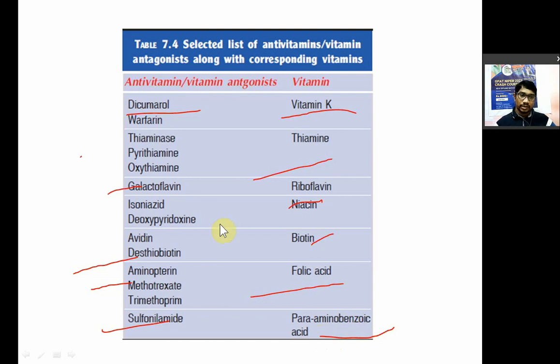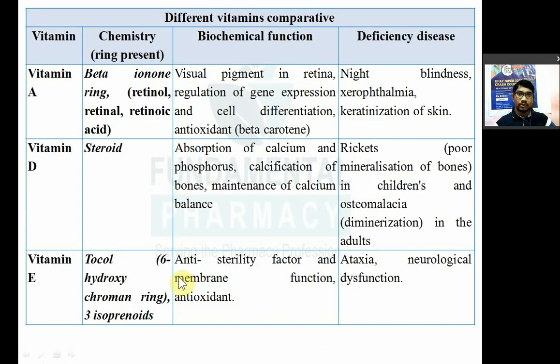Okay, so we'll see the next. Again, I have summarized these vitamins, their very important biochemical functions and deficiency diseases, yesterday only. Lipid soluble vitamins are A, D, E, K. Out of that, vitamin A: what is the ring present in vitamin A? Just remember, a beta ionone ring is there in the structure of vitamin A.